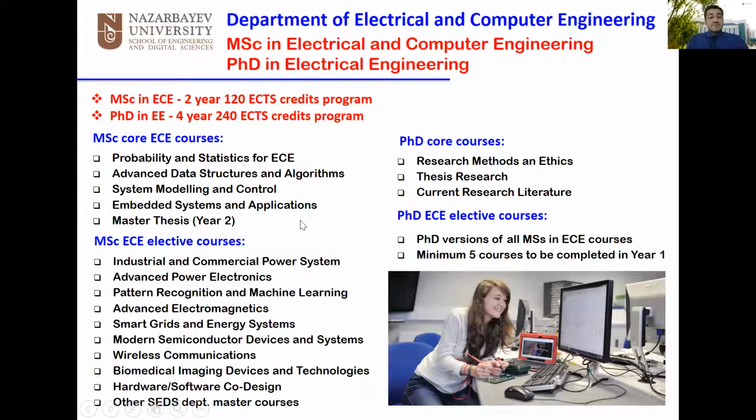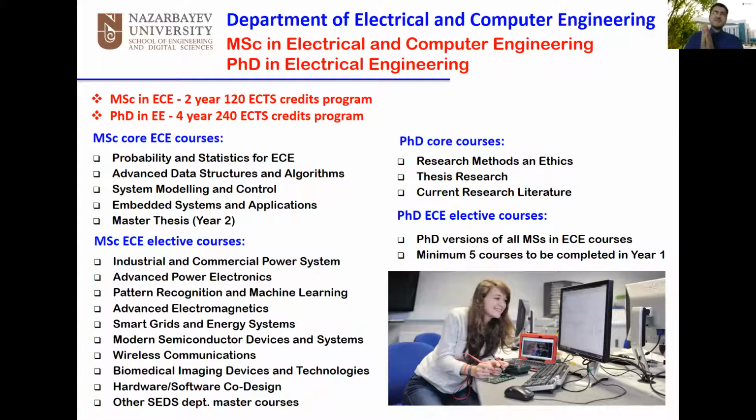So talking about the master core courses in ECE department: probability and statistics, advanced data structure, system modeling and control, embedded system application. So these are some of those courses which you need to pass. And in the meantime, you need to pass a master thesis. Actually, if I'm going to be more specific for you, the first year of your master study would be mainly focused on those courses which you need to perform your master thesis more smoothly. So therefore, you will pass some courses in the first year, semester 1 and semester 2, and in semester 3 and semester 4, you will mainly focus on your master thesis.